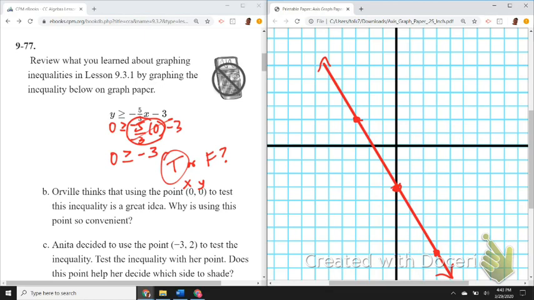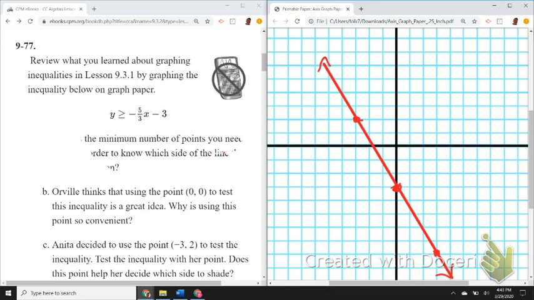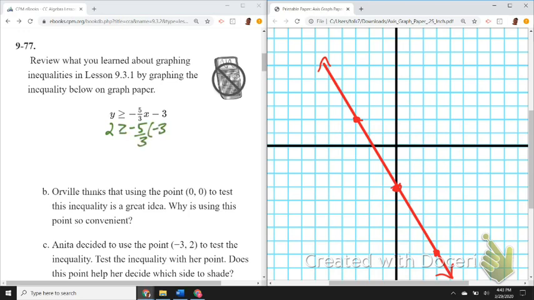Then it says, for problem C, Anita decided to use the point -3, 2 to test the inequality. So let's go ahead and test that. -3, 2. Let's see what happens if we substitute negative 3 for x and 2 for y. Okay, so there's 2 greater than or equal to 5/3 times negative 3 minus 3. Well, the 3's will cancel. I still have a negative times a negative, so that's going to be a positive 5 minus 3. So 2 is greater than or equal to 2.